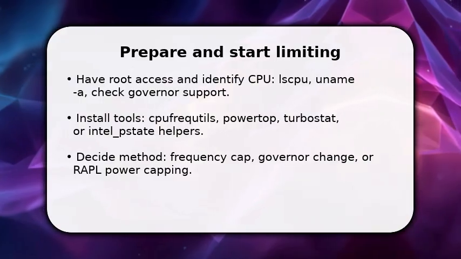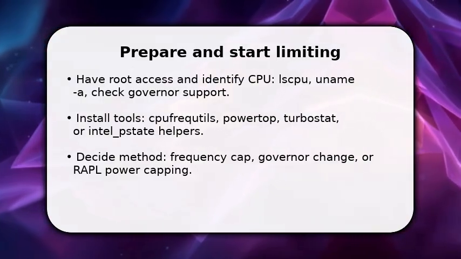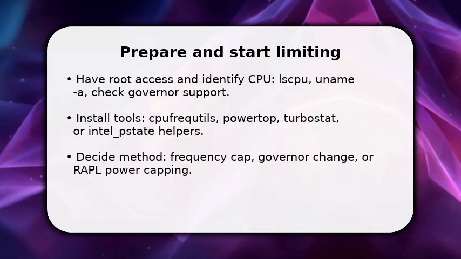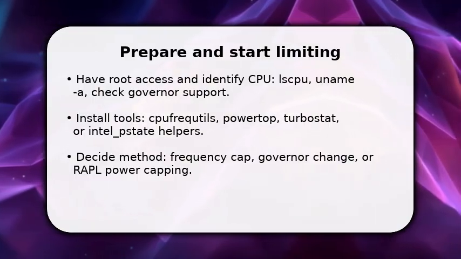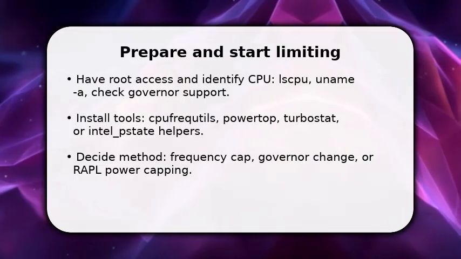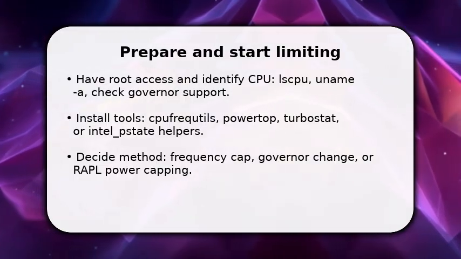Next, choose a method. Set a conservative governor, cap max frequency, or use RAPL power capping for Intel. Make that decision now since it determines the specific commands you'll run in the next steps.